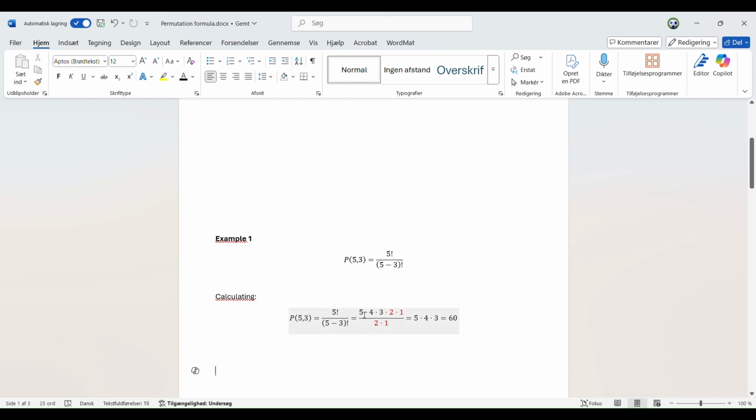So 5 factorial would be 5 times 4 times 3 times 2 times 1, and 5 minus 3 equals 2 factorial, so that would be 2 times 1. And we look at the numbers that are equal here, and we let them go, and we're left with the black numbers here, 5 times 4 times 3. So these are the numbers we're left with. The fraction disappears, and now we've got 60 different ways of choosing 3 out of 5 and putting them in an order.